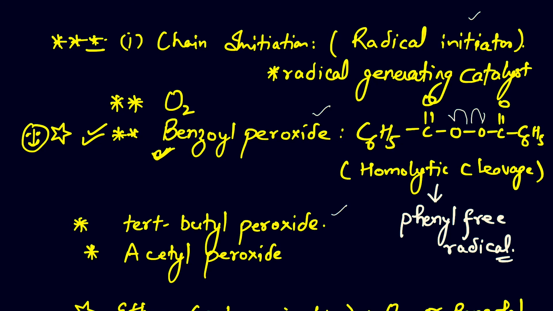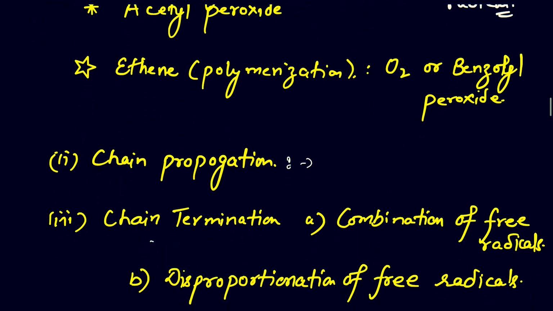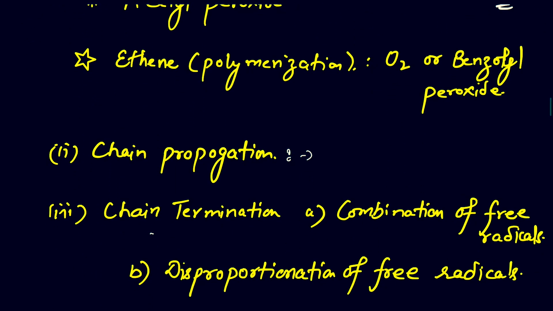For the further process, there can be another initiator, that is tertiary butyl peroxide or acetyl peroxide. Ethene polymerization basically includes oxygen or benzoyl peroxide as initiators. The second step is basically chain propagation, in which a free radical combines with the alkene molecules to further generate a free radical that further attacks with alkene molecule, and so on. And the last step is the chain termination, that can be done by combination of free radicals or by disproportionation of free radicals. So that is all about the free radical polymerization.